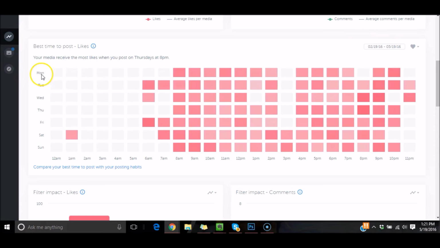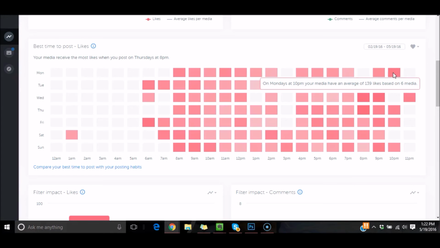And let's look at Monday. So these are the days of the week, and then these are the times of the day. So according to my graph, my darkest pink color looks like it's here. All right, so it says, it looks like this is my darkest, and it says on Mondays at 10 p.m., your media have an average of 139 likes based on 6 pictures. So that means I have posted 6 photos within February 19th to May 19th at exactly 10 p.m. I posted 6 photos, and out of those 6 photos, there was an average of 139 likes.